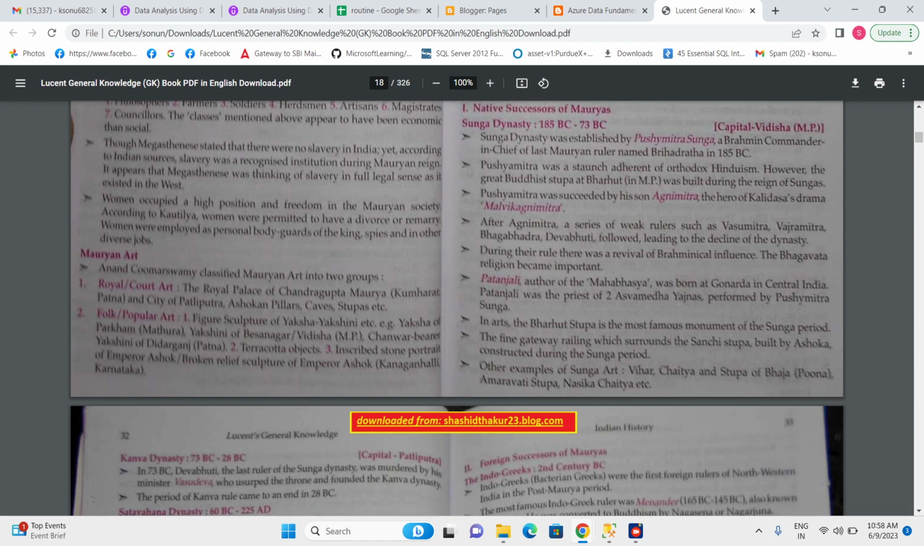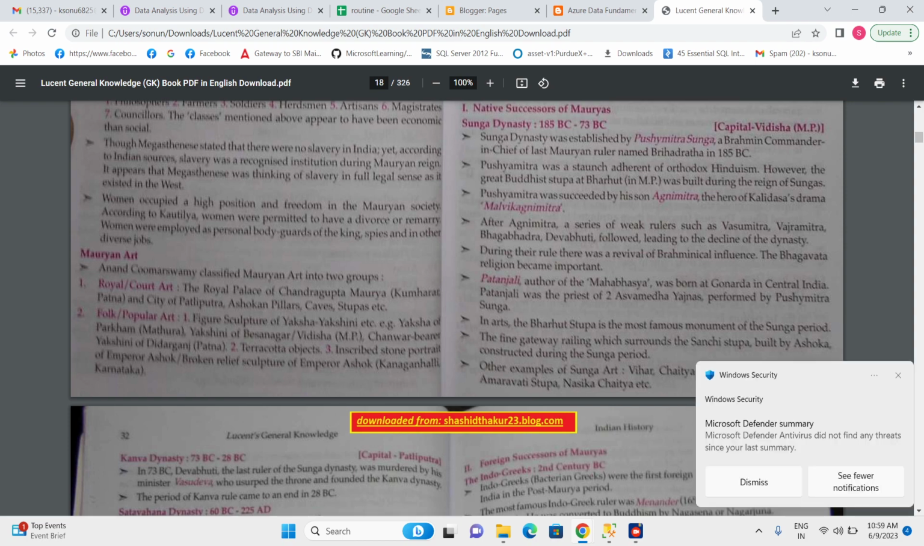Now another important ruler was Gautamiputra Satakarni. He was important because he defeated the Saka Kshatrapa king, and Gautamiputra Satakarni was the 23rd ruler of the Satavahana dynasty. The son of Gautamiputra Satakarni was Vasishthiputra Pulumavi, and he married the daughter of a Saka Kshatrapa and was defeated by him twice.